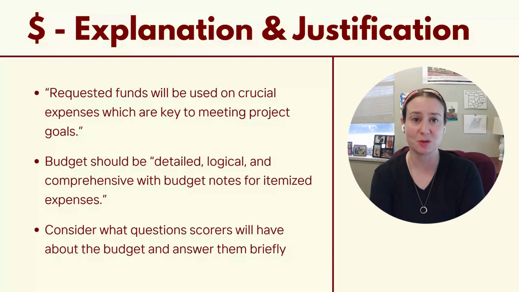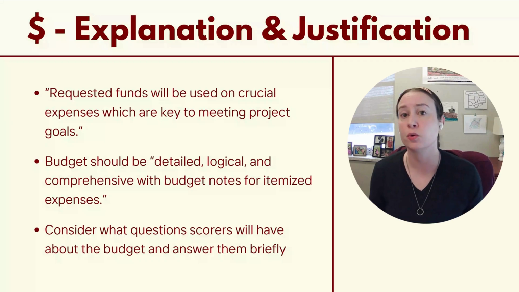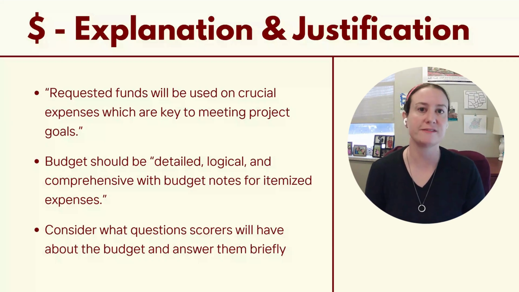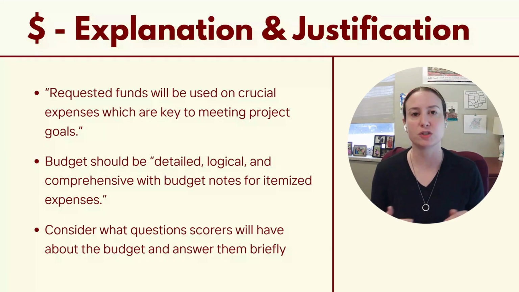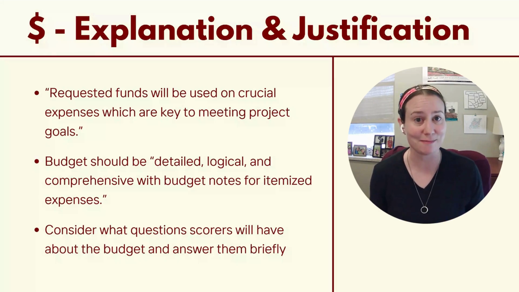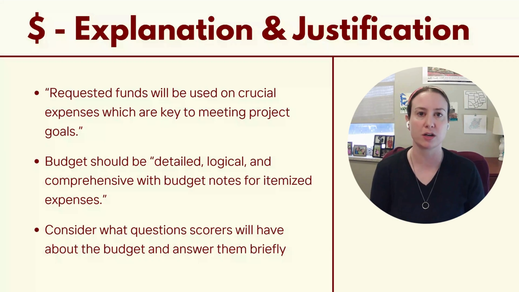Let's move over into the financial side of it. There should always be a clear connection between your budget, what you're requesting to be able to purchase with the funds, and your executive summary. So your executive summary should include an explanation and justification for your costs. One of our scoring criteria, the top level 20 points you can get, which is 10% of the maximum score, is a very important criteria. It says that requested funds will be used on crucial expenses which are key to meeting project goals.